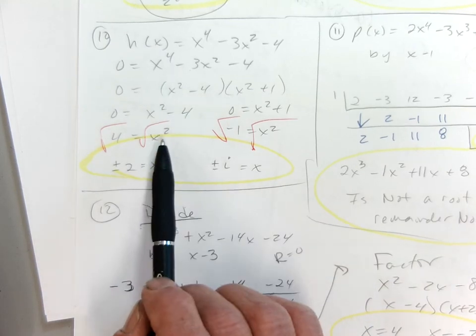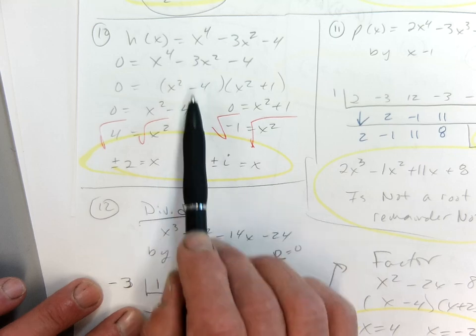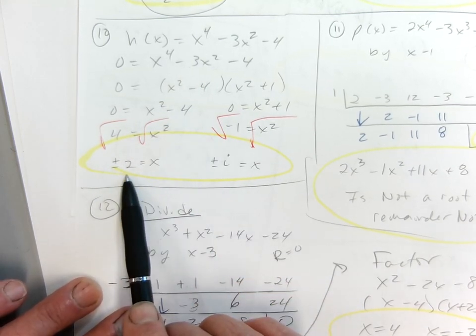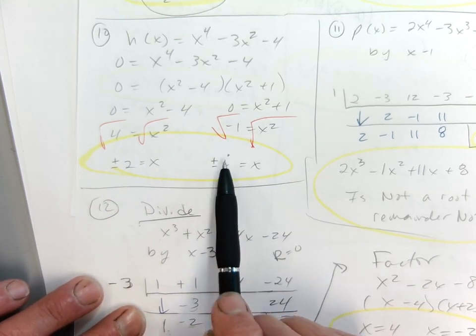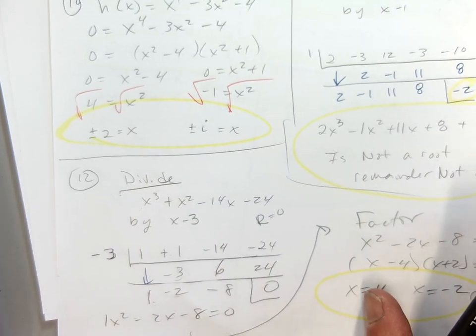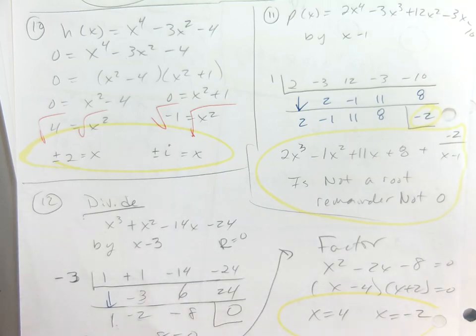10, I'm going to go x squared, I'm going to go negative 4, positive 1 makes the negative 3. If I solve this one, I get plus or minus 2, square root of 4 is 2. But this one here, if I bring over the negative 1 and take the square root of it, you can't take the square root of a negative 1, and that's why you get plus or minus i. 11, synthetic division, opposite of that one, so it's got to be a positive 1 there.